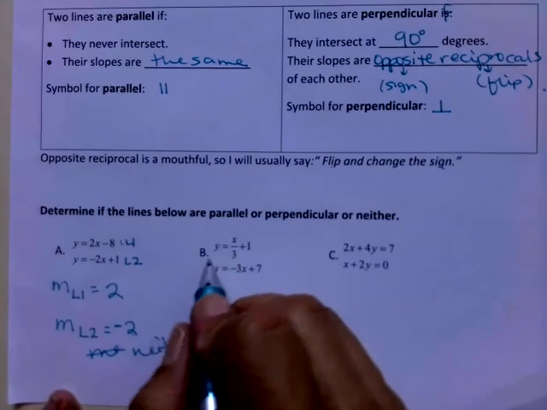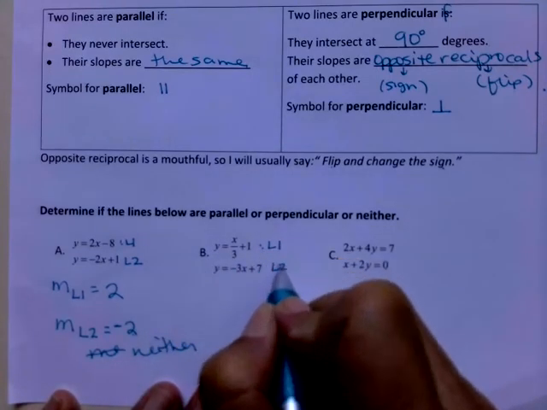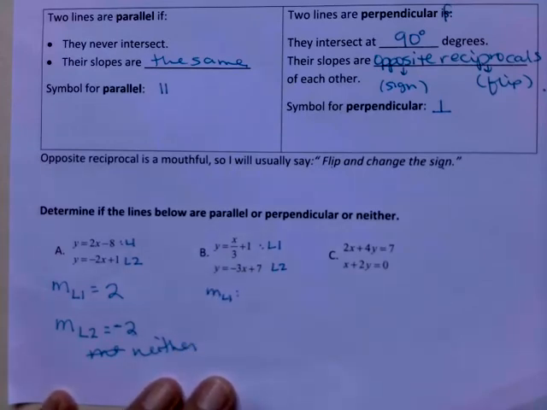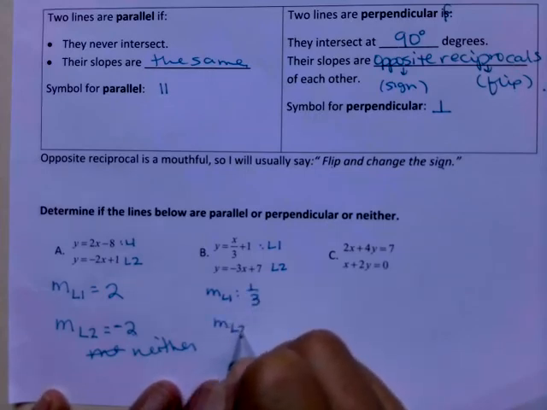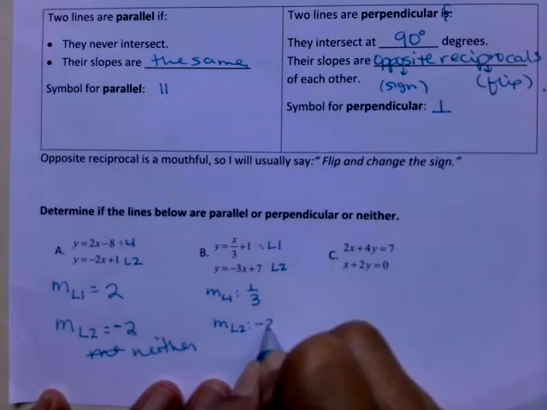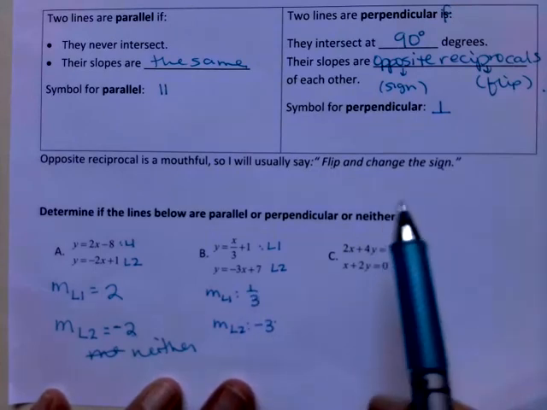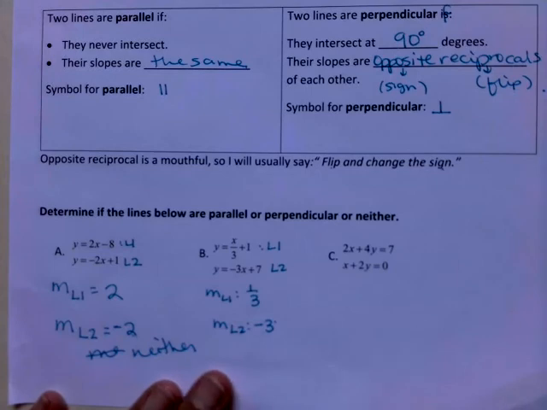Okay, how about this next one? Again, they're also solved for y, which is nice. So L1 and L2. The slope of L1, we practiced this already, right? It's 1/3. And the slope of L2 is negative 3. Okay, so are they parallel? Are they exactly the same? No. Are they perpendicular? Are they opposite? Yes, they have opposite signs. And are they reciprocals? Yes, they are. So these two lines are perpendicular.